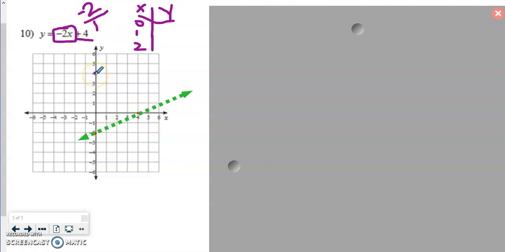Now, what I'm seeing is that some of you are just looking for the points -2 and 1. No. Remember, this is your vertical change and your horizontal change. So my horizontal change is +1. Your vertical change is -2. So remember, that's down 2.